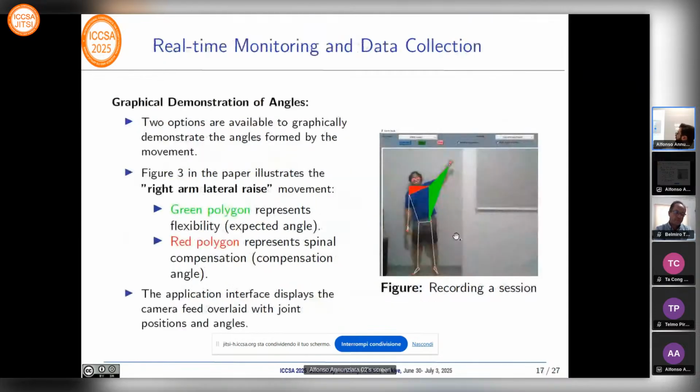So here we have a figure from the application. Green polygons represent the flexibility, what we expect and what we want to measure. The red one is about the spinal compensation. We don't want the spinal compensation, we just want this part. But all the patients do that.